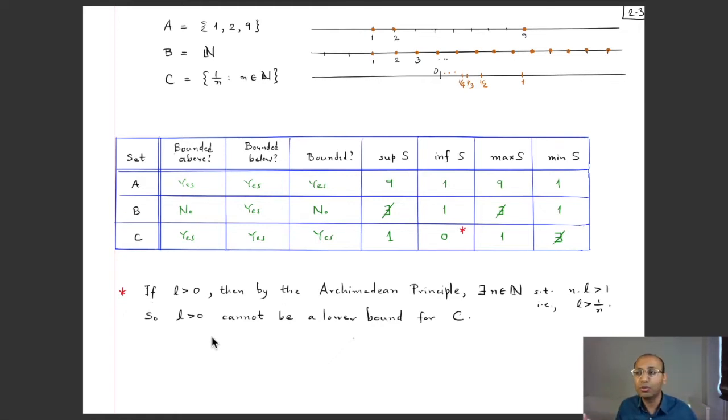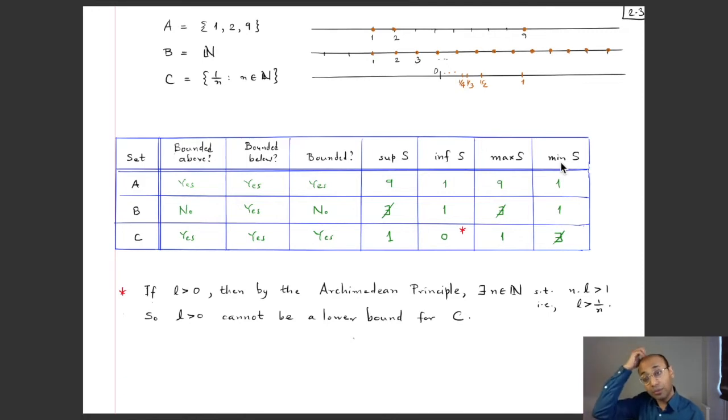In other words, 0 is the greatest lower bound because it's a lower bound, and for any other lower bound L, we have that L is less than or equal to 0. So we have managed to show that the infimum of this set C is equal to 0. Now, the supremum of this set is 1, which does belong to the set, and so the maximum of this set exists and it is equal to 1.